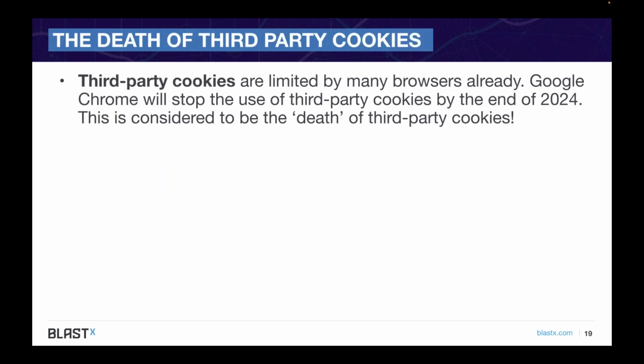Now, regarding the death of third-party cookies, third-party cookies are already limited by many browsers. Google Chrome will be stopping the use of third-party cookies by the end of 2024, which is technically considered the death of third-party cookies. The reason they're going away is because it's cross-website, with all this user information sharing, and it has been seen as a violation of people's privacy. When I'm on a certain website, I don't want other websites to know what I'm doing. I don't need other organizations to know what I'm doing on any website. That's the mindset behind why third-party cookies are going away.